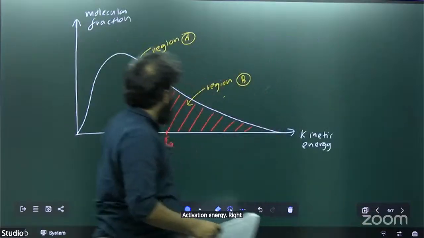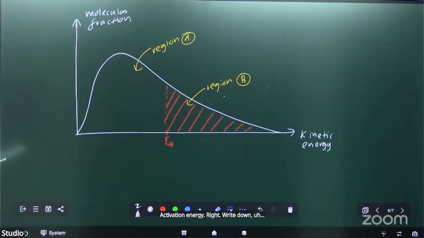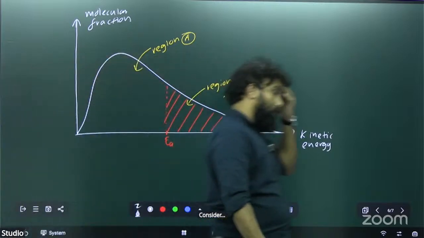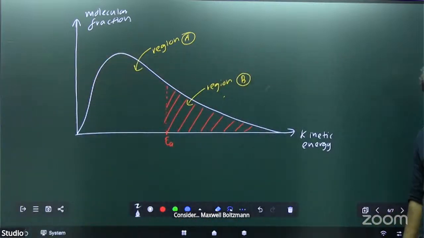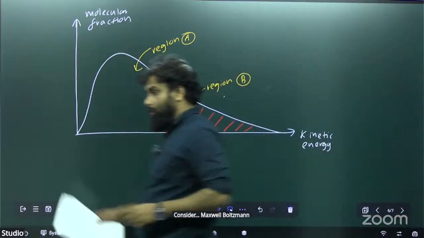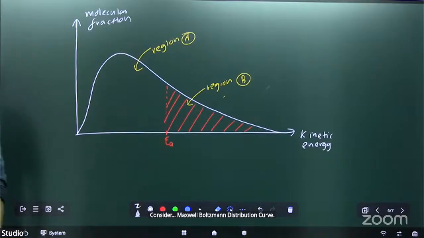Right. Write down: consider the Maxwell-Boltzmann distribution curve. Draw this curve.